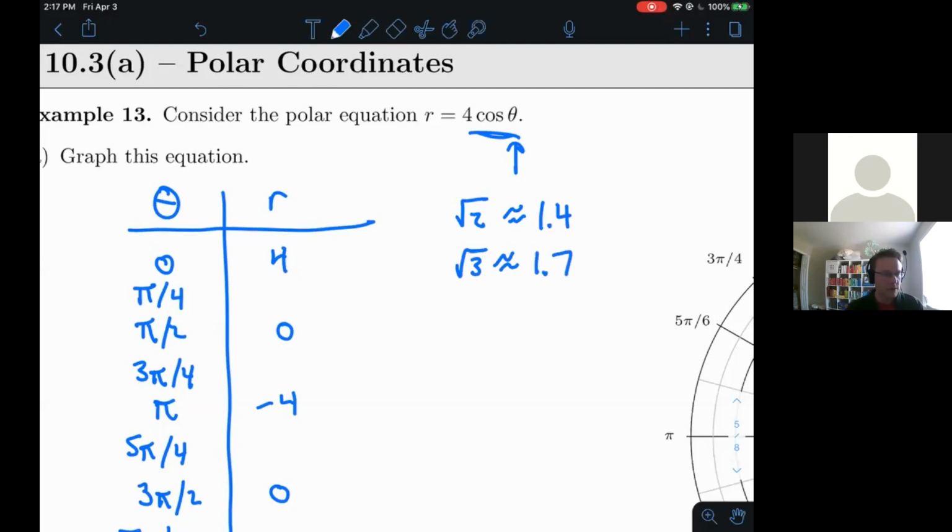So okay, if I plug in pi over 4 into this, I would get 4, and cosine of pi over 4 is root 2 over 2. So there's going to be a little bit of canceling. We're going to have 2 root 2's, so that's approximately equal to 2.8.